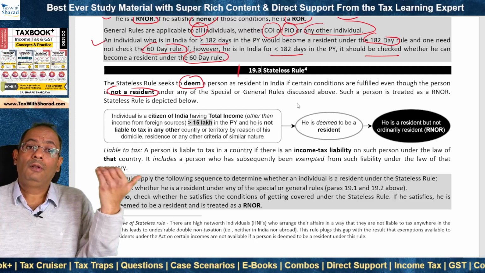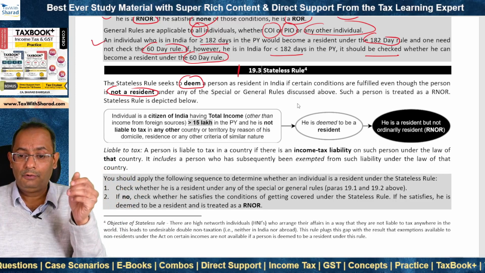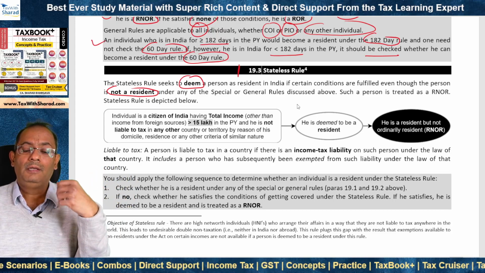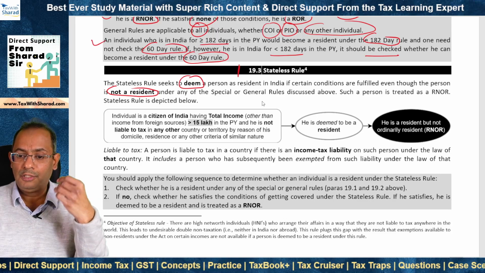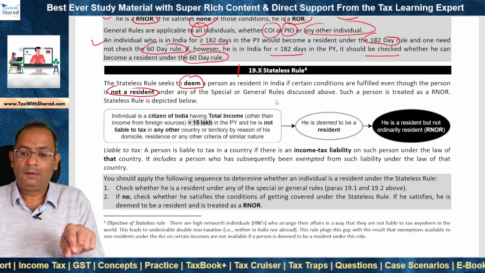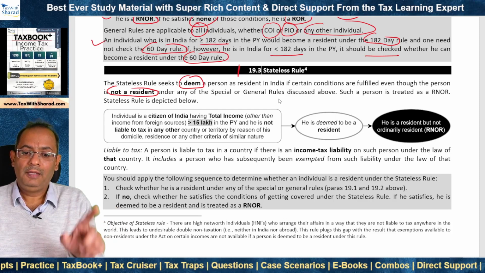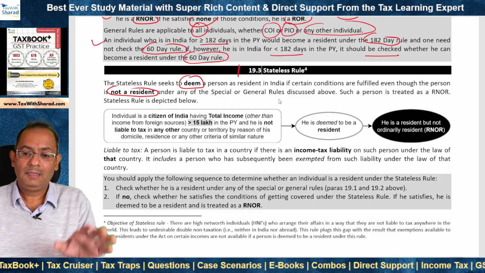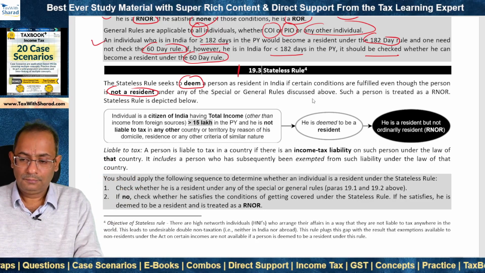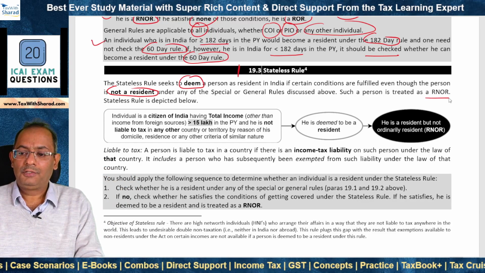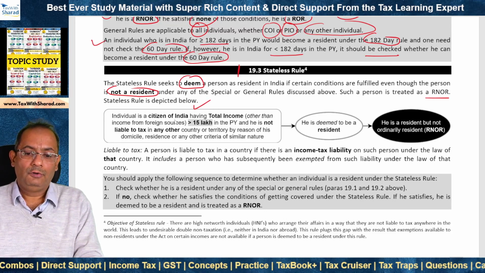A person may not be a resident under the special rule but may be a resident under the general rule. But there can be a situation where a person is not a resident under any of the special rules or any of the general rules, in which case we need to fall back on the stateless rule and check whether the conditions are satisfied. If yes, then a person will be deemed to be a resident even though the person is not actually a resident under those rules. And such person is treated as a RNOR. What are the conditions to be fulfilled?